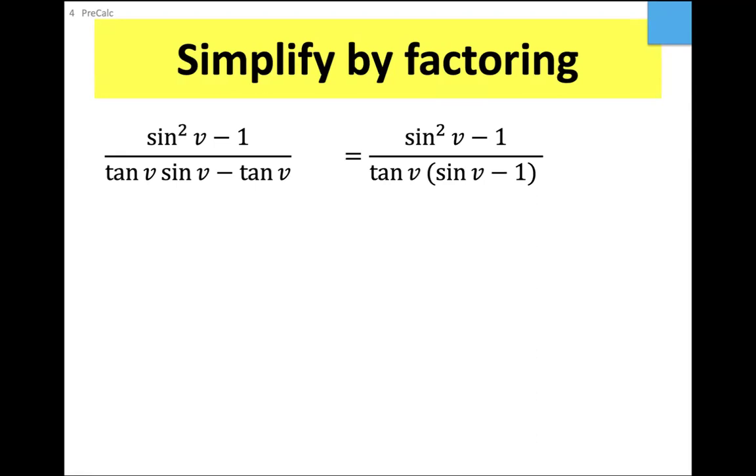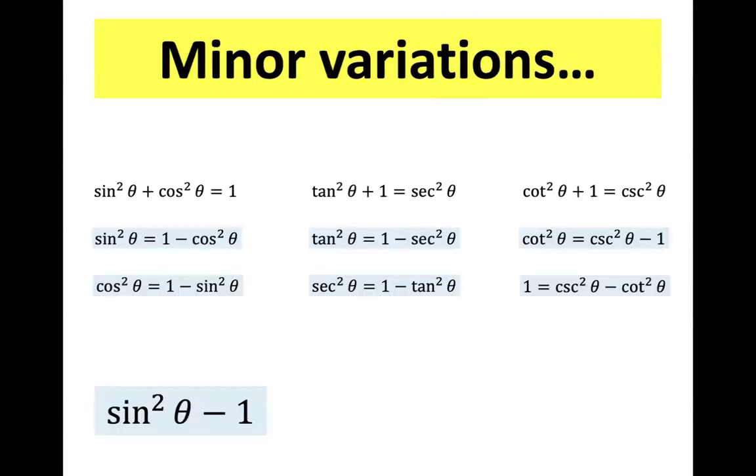All right. You might be looking at that sine squared v minus 1 and say, hey, we did this before. That's that Pythagorean identity, right? Sine squared theta minus 1. Well, how could I get a sine squared theta minus 1?